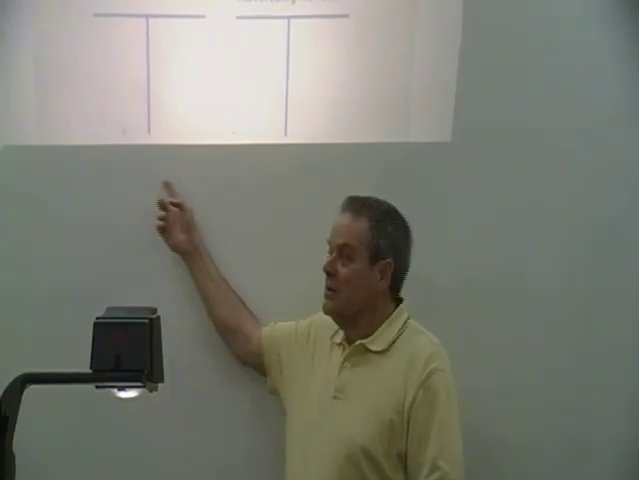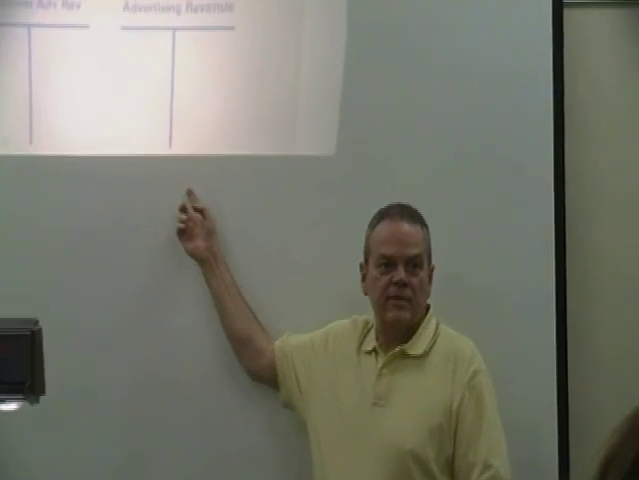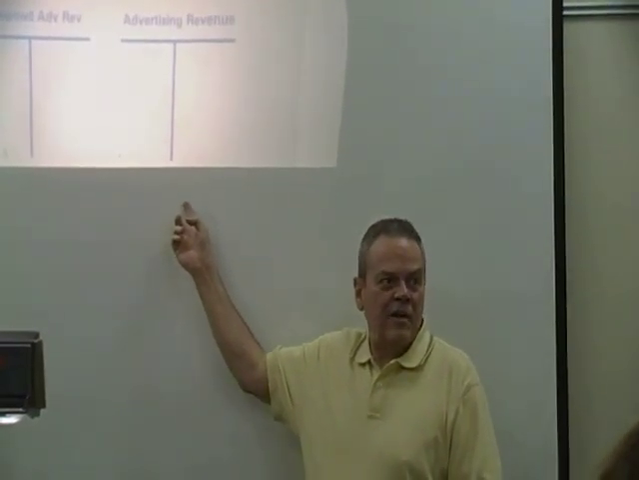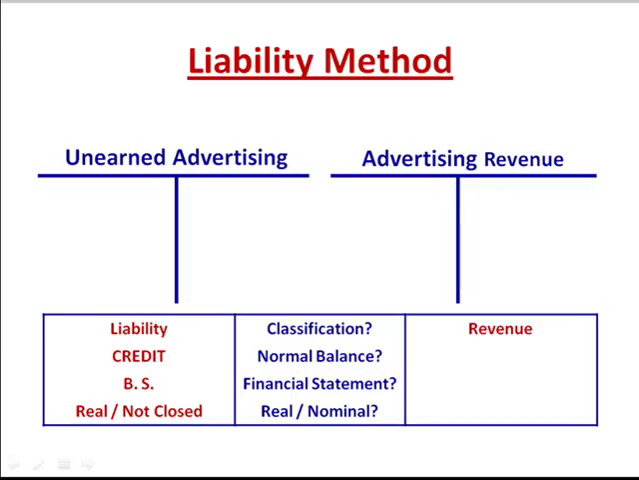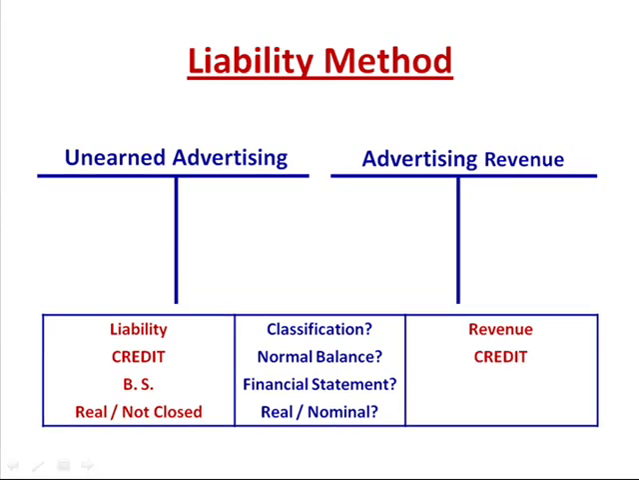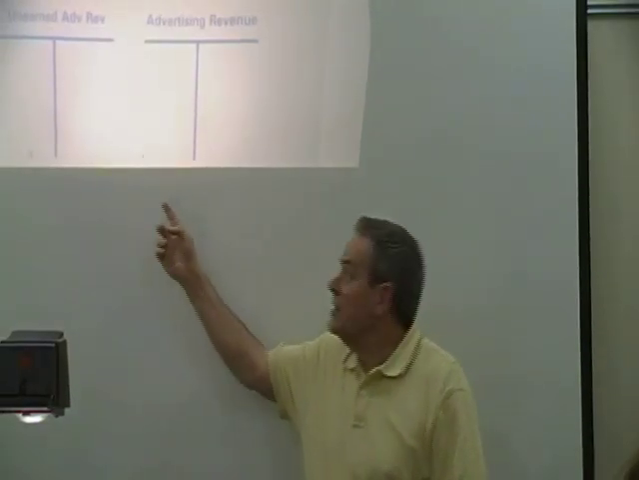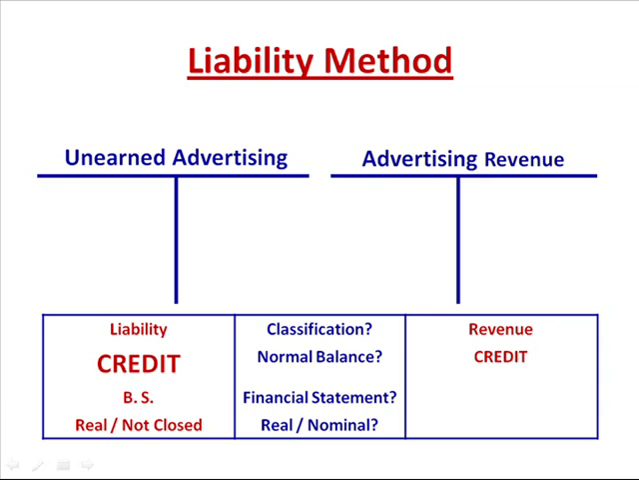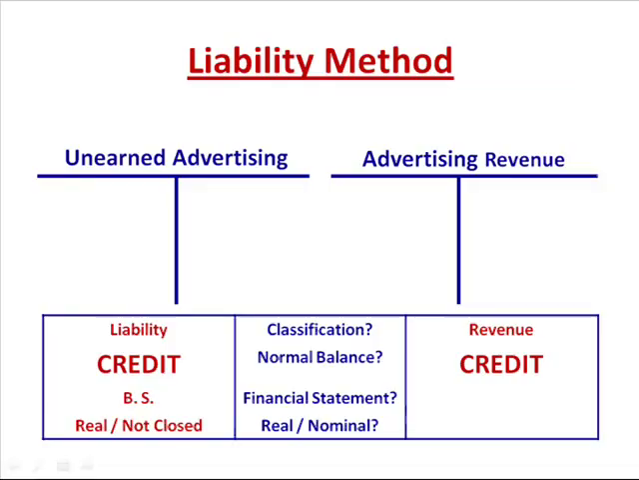So tell me about advertising revenue. Is it an asset, liability, capital, revenue, expense? Normal balance? Think a minute. We collected cash from customers and debited cash. I'm looking for something to credit. Here's two perfectly good things with credit balances. I could credit either one of them and make things come out right.